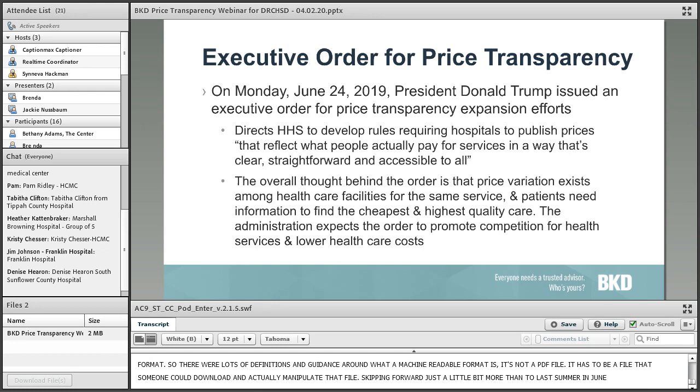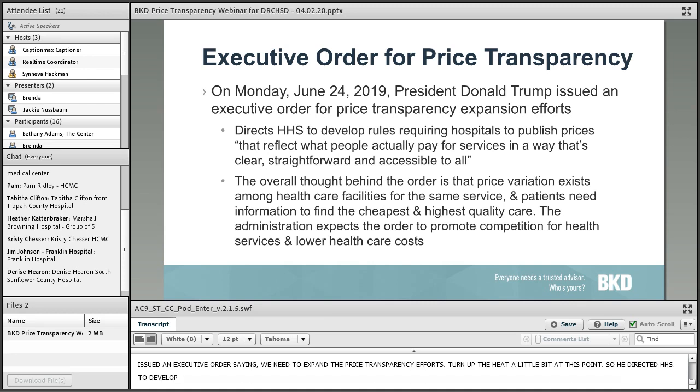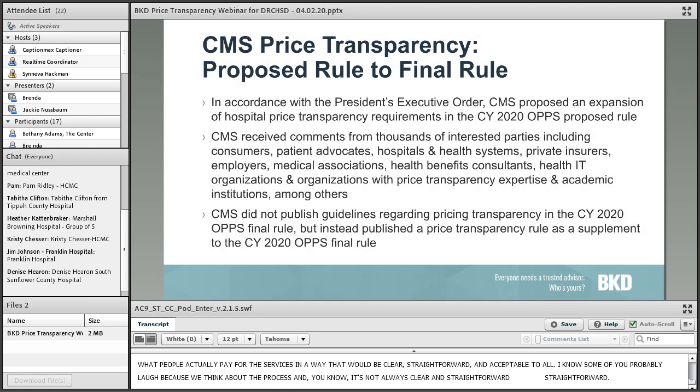Skipping forward just a little bit more then to last summer in June of 2019, President Trump issued an executive order saying we need to expand the price transparency efforts. We're kind of going to turn up the heat a little bit at this point. So he directed HHS to develop additional rules that would require hospitals to publish prices, and the thought there was he wanted this to be prices that reflect what people actually pay for the services, and in a way that would be clear, straightforward, and accessible to all. I know some of you probably laugh because we think about the process, and it's not always clear and straightforward, but we'll get into that a little bit.